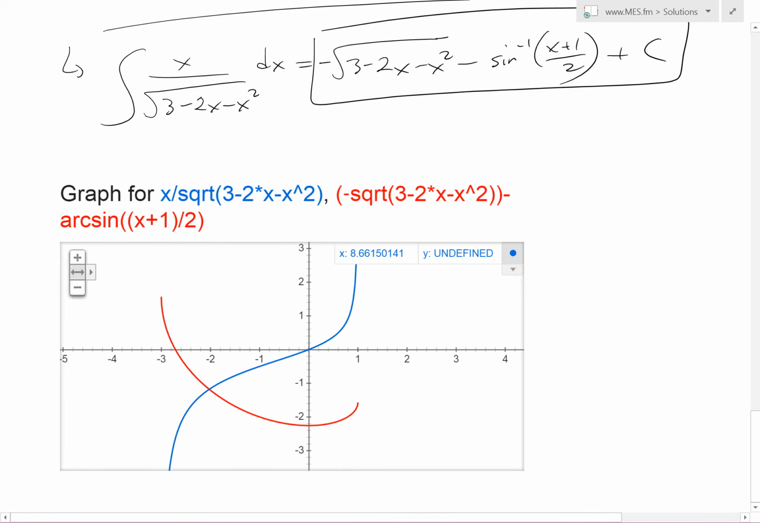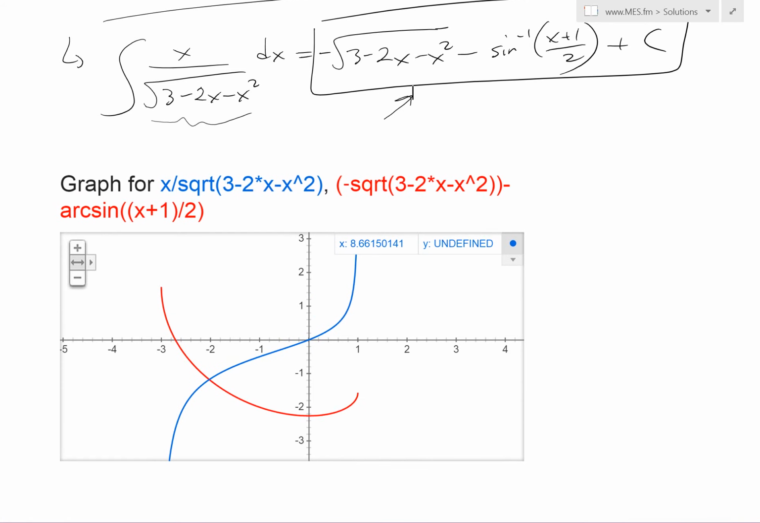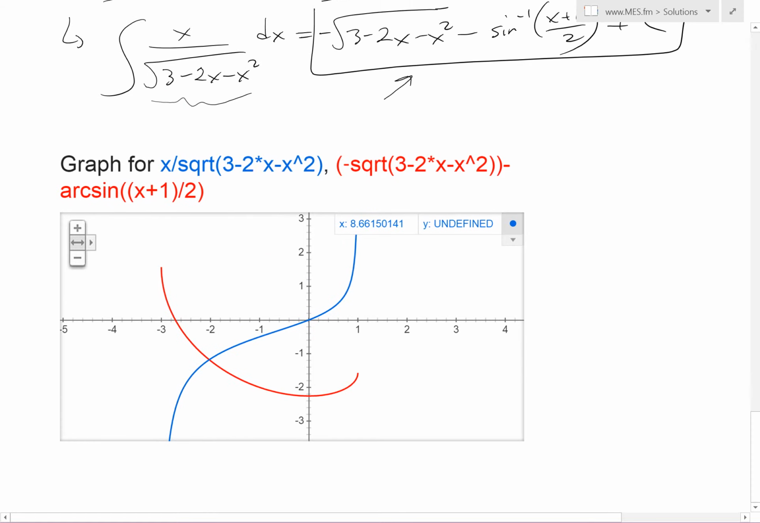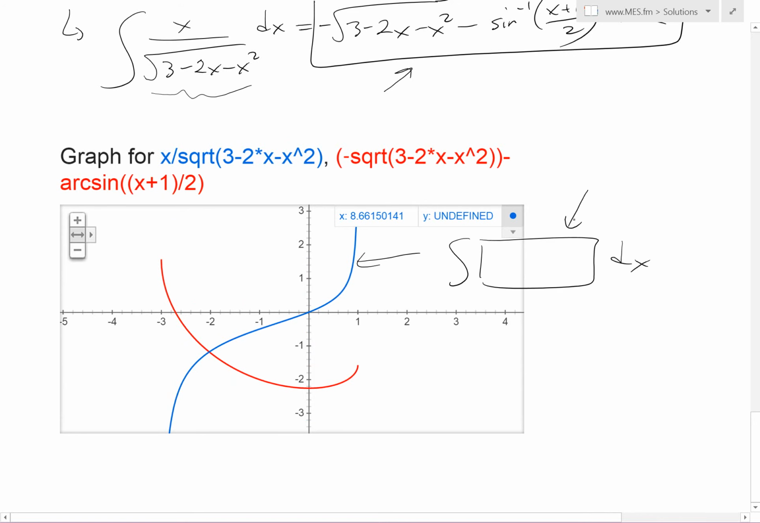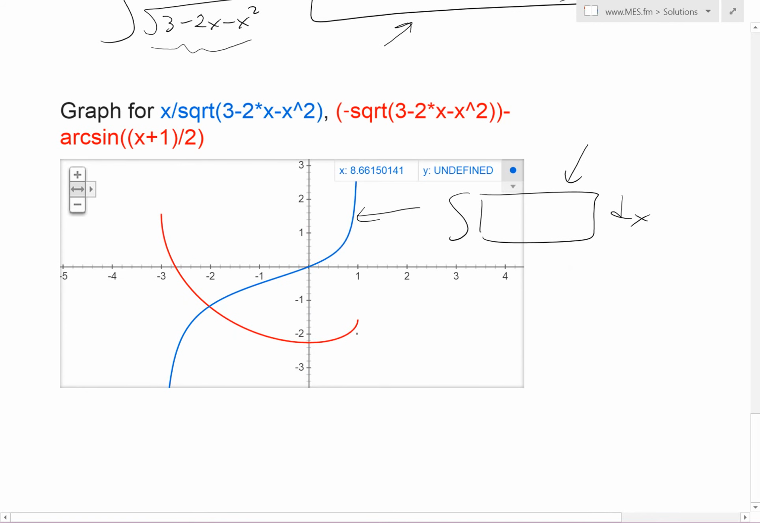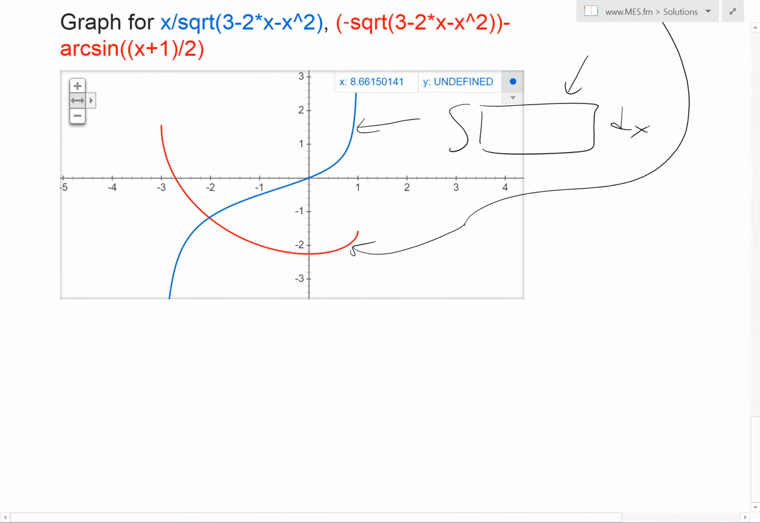And now, to illustrate this further, I've graphed out both this integrand, the inside of this integral, and the integral itself, which is this. As you can see right here, this blue is the integrand. So this one right here is the inside function. And now this red is the integral itself. So that's the whole thing. That's the integral.